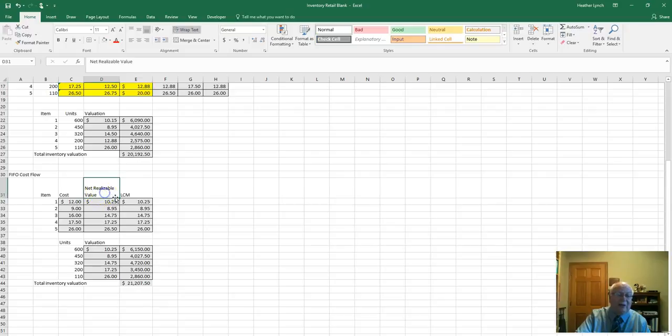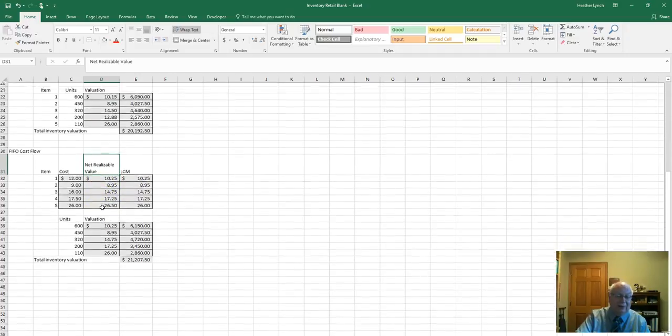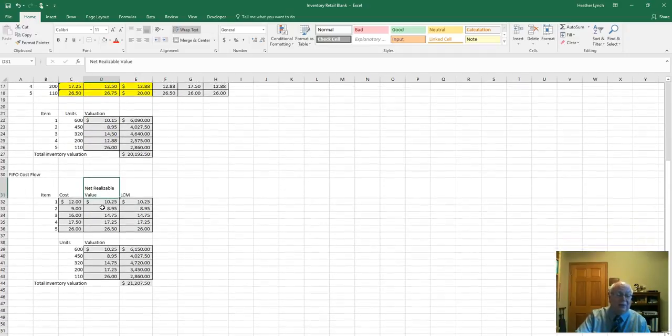Whereas for the net realizable value, the FIFO method, you use the ceiling prices, and then you compare it to cost, and you come up with your value. Okay, that is lower cost of market, and hopefully that helps a little bit.